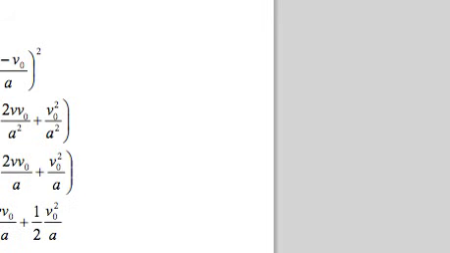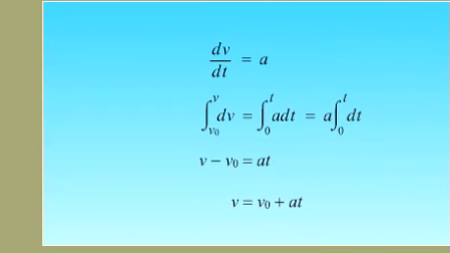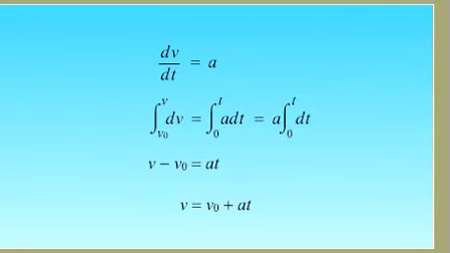To derive the velocity equation, recall that acceleration is the time derivative of velocity. Moving dt to the other side with a, integrate both sides. For constant acceleration, a moves in front of the integral. After integration, we can then solve for velocity.